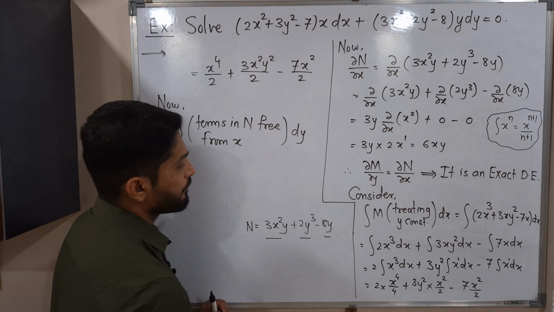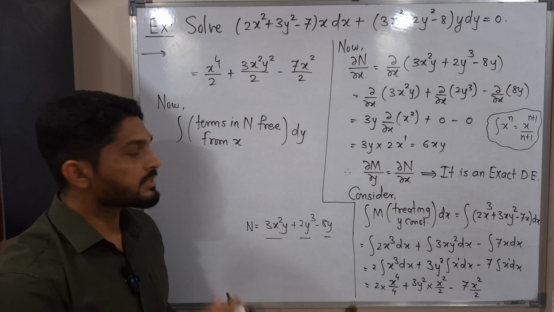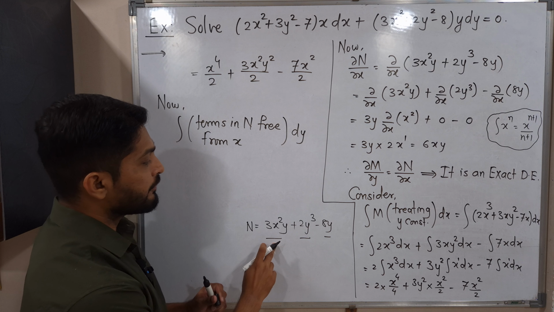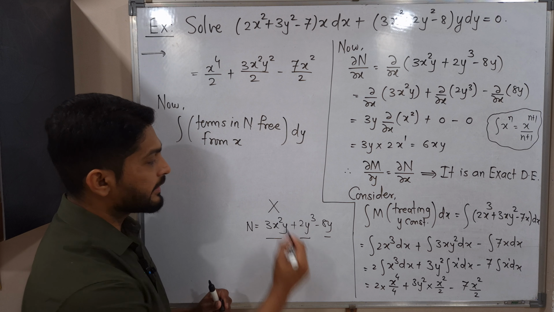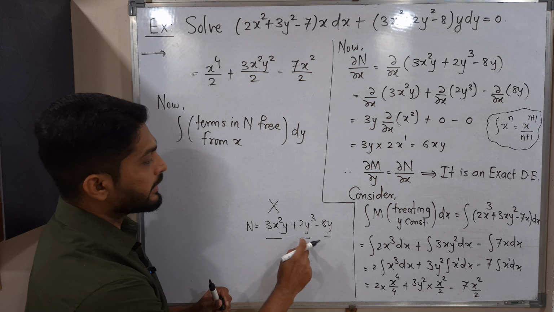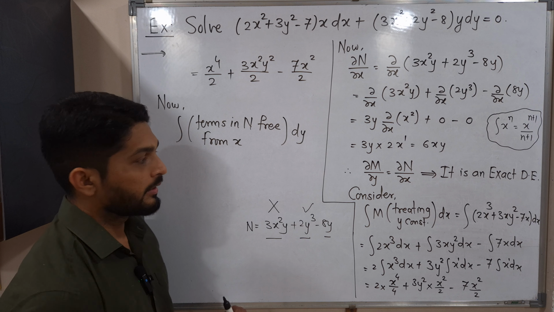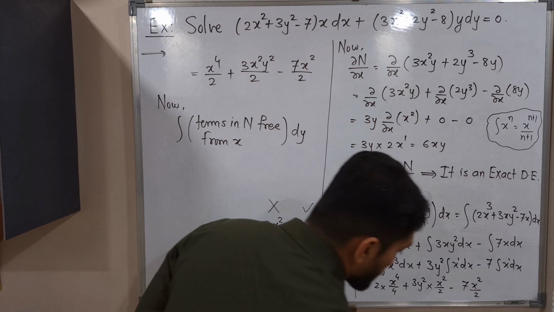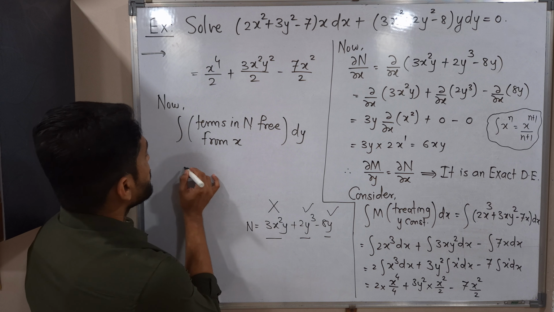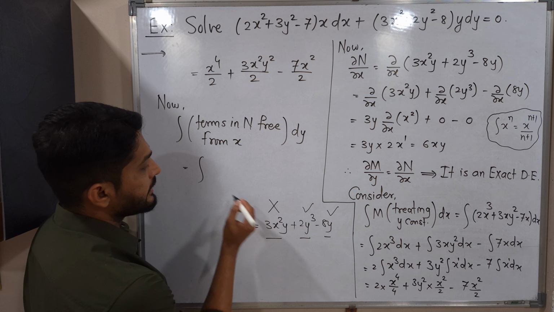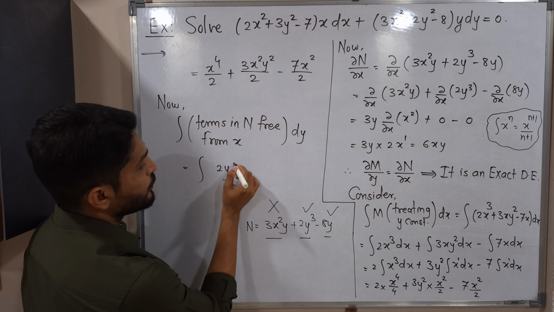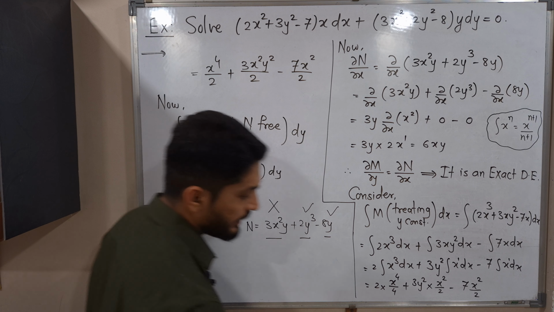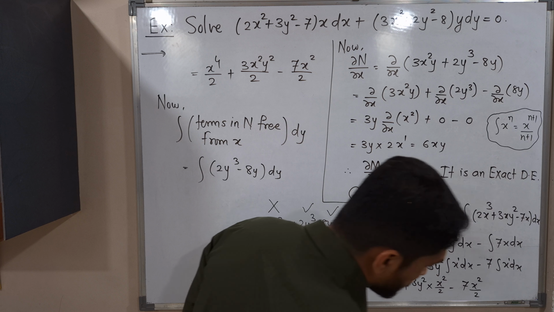How many terms are there? 1, 2, 3. What I have written here: terms in N free from x. There should not be any x. In the first term there is x, so I will not consider the first term. In the second term there is no x, I will consider this one. The third term also has no x, so I will consider the third term also. So we should write the integration of 2y cube minus 8y dy. So we have to integrate this function, right?